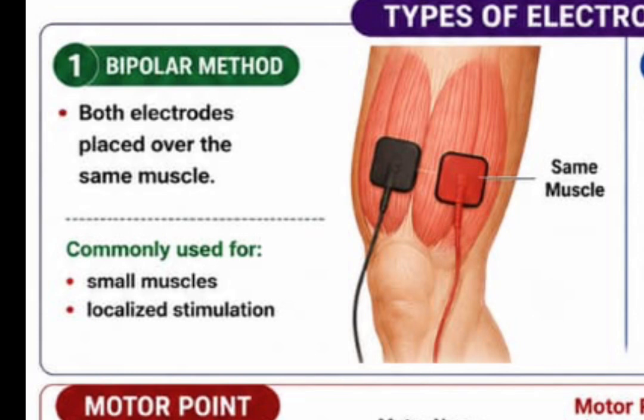But in the one you are seeing here, the active electrode is black while the indifferent electrode is red. Always know that if it is red, which means the active electrode, it will be placed on the motor point, while the indifferent electrode will be placed distant to complete the circuit. But for bipolar placement, both of them will be placed on the muscle belly you are about to stimulate. So it's always used for small muscles and for localized stimulation.